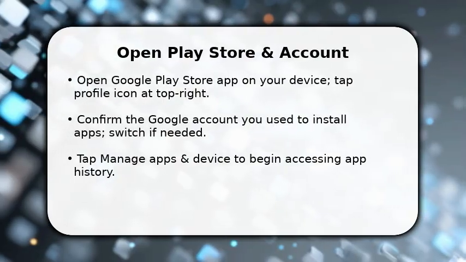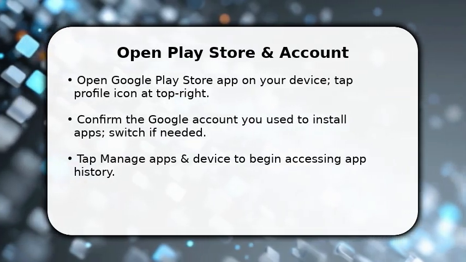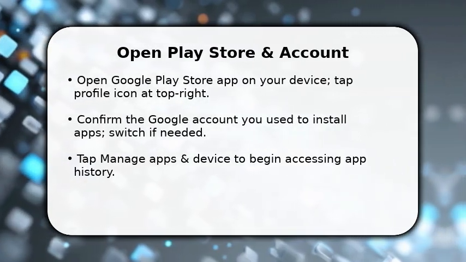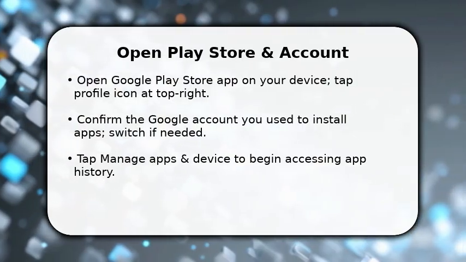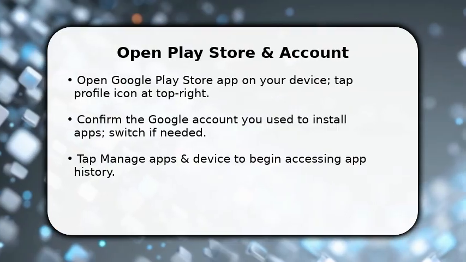You start by opening the Google Play Store and tapping your profile icon. This identifies which account holds the history. Once done, confirm or switch to the Google account you used previously, because history is account-specific.